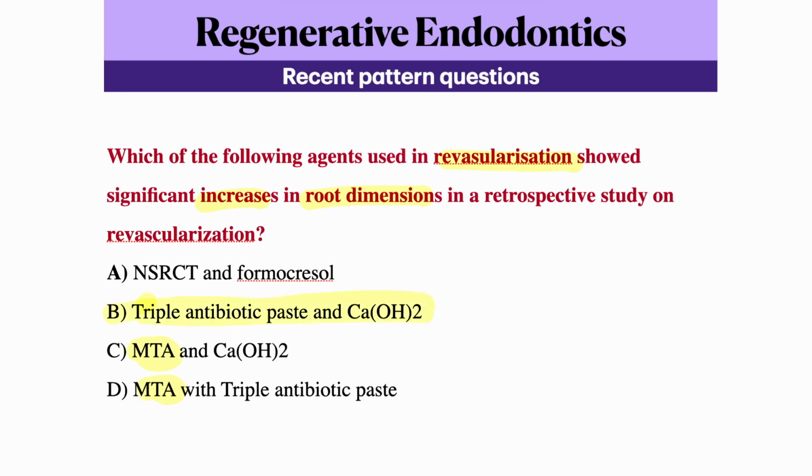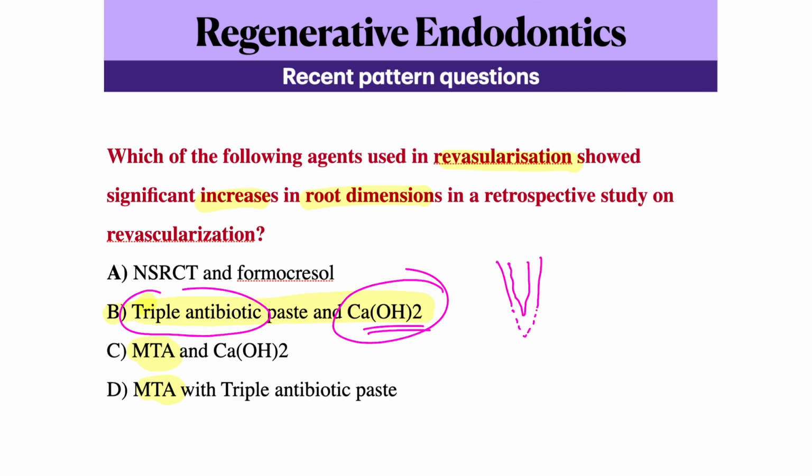Now, in our initial lectures, I already told you that for disinfecting the root canals for revascularization, the major agent being used is your triple antibiotic paste. Okay, and the answer given in your book, Cohen, is a direct reference, and it even quotes a journal, and it says that triple antibiotic paste and calcium hydroxide showed a significant increase in root length and wall thickness. Okay, basically what you want in regenerative endodontics is for your root length to increase and also the wall thickness of your dentine. So this was fine with these two.